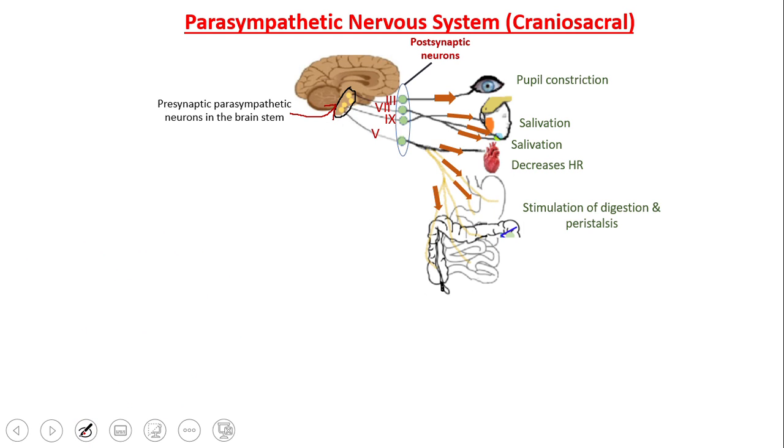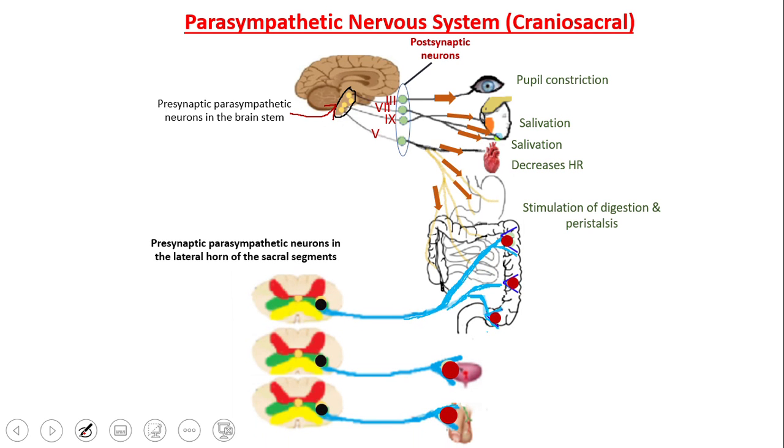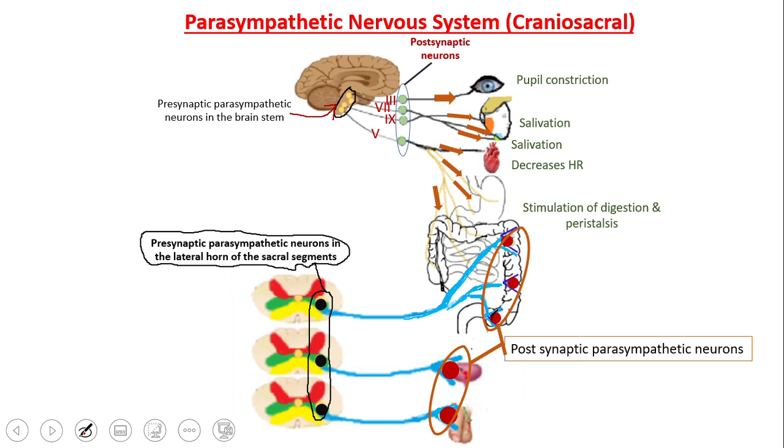It takes the signals from the sacral portions of the spinal cord. So here are the presynaptic parasympathetic neurons coming from the lateral horn of the sacral segments. And then the signal goes to the postsynaptic parasympathetic neurons to do an action. So here it's going to do peristalsis of the large intestine to help with defecation. The urinary bladder muscle, which is the detrusor muscle, is going to be stimulated, and this helps with urination. Also, the sacral segments of the spinal cord are responsible for penis erection during sexual activity.